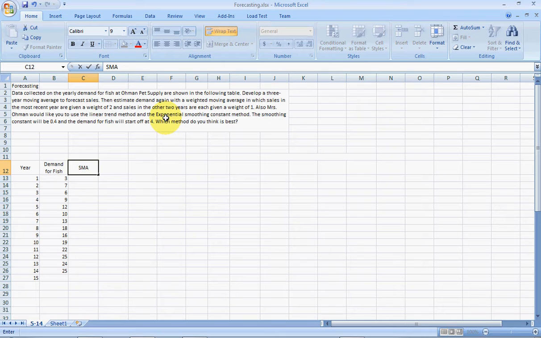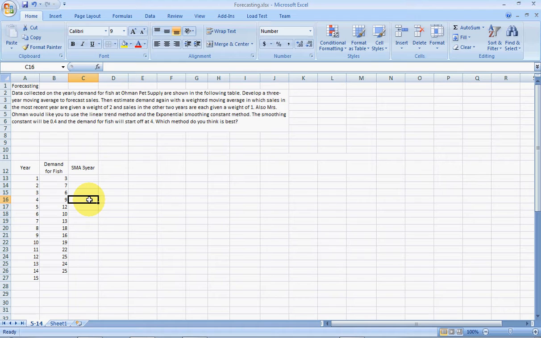So I'm just going to do SMA, and it tells us that we're going to be doing 3 years. So develop a 3-year moving average. So our first 3 years aren't going to have any data in this, and that's because it wants the average of the 3 previous years. So if we don't have data for before year 1 because we started on year 1.